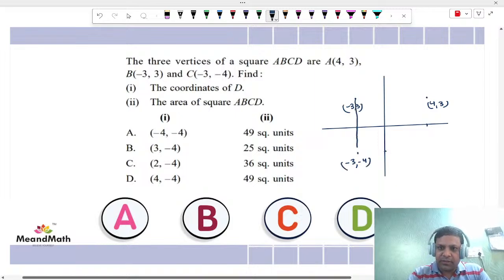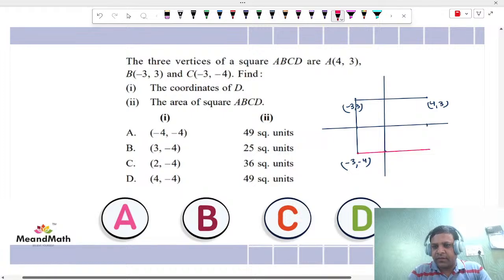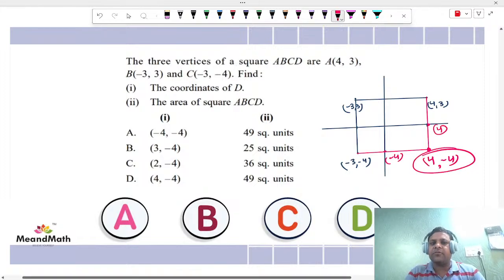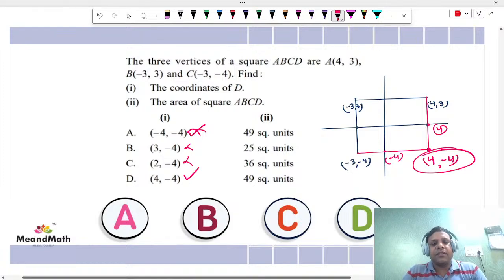So here the square is like this. Okay. So definitely the fourth coordinate should be visible at this position. Now this is 4 and this is minus 4. So the coordinate is 4 comma minus 4. Okay. So option A is wrong, option B is wrong, option C is wrong, option D is correct.